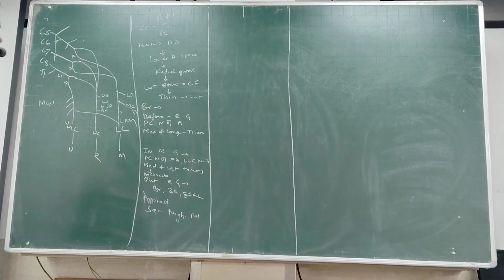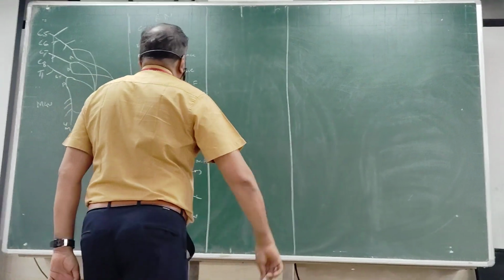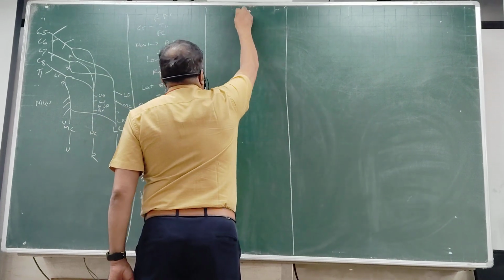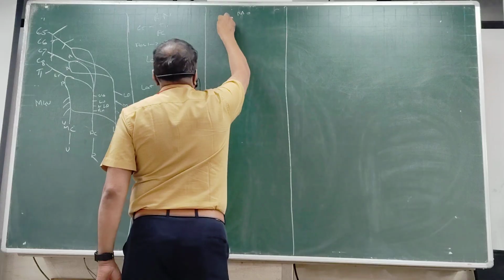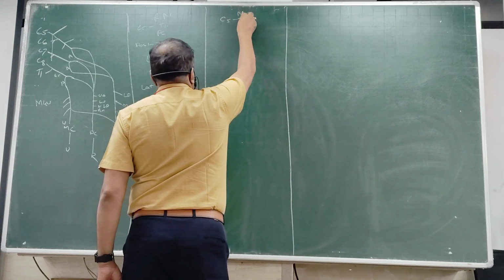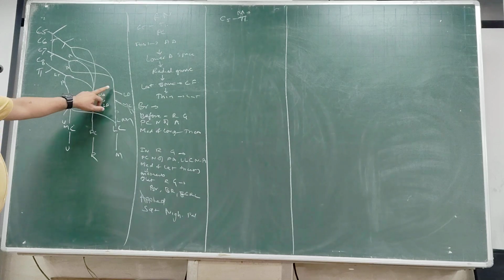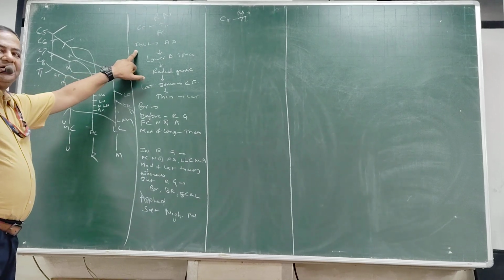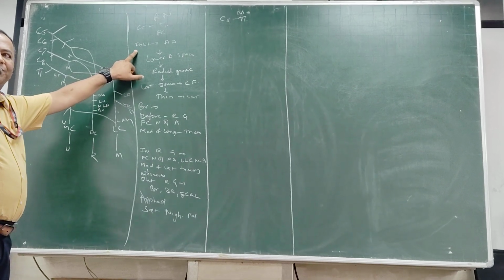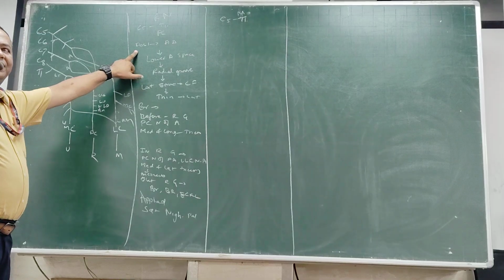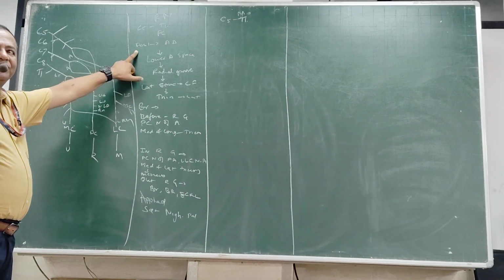Next is median nerve. Median nerve root value is again like ulnar, C5 to T1, but this is from the anterior divisions. Radial is from the posterior divisions. Posterior divisions always supply the extensors, and anterior divisions always supply the flexors.